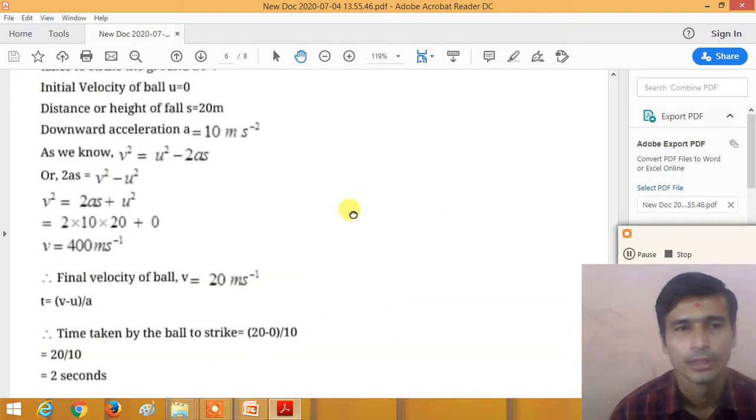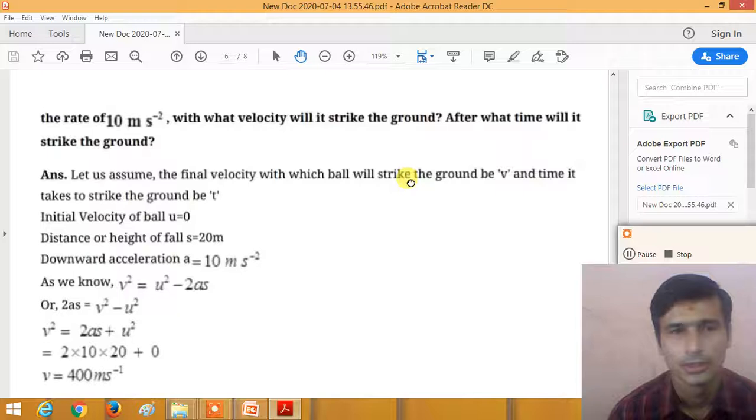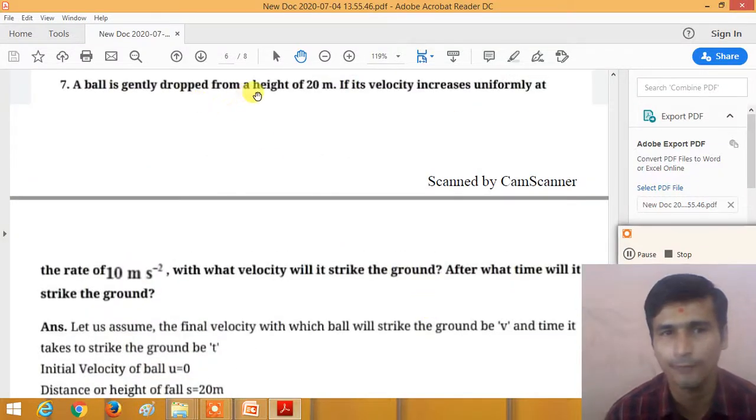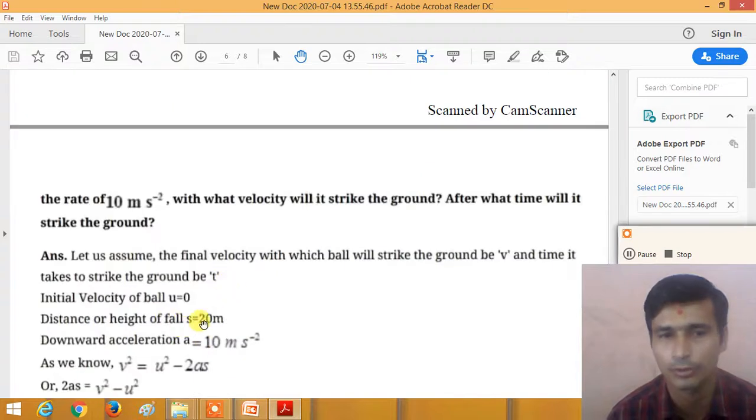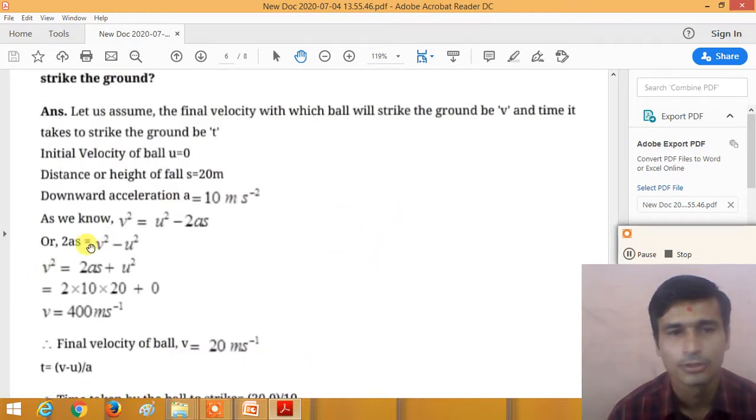So how to calculate this? Let us understand with the example. A ball is dropped from a height of 20 meter. So we take the distance s equal to 20 meter. The initial velocity of the ball u is equal to 0, and the rate of increase of velocity, that is the acceleration, a, is equal to 10 meter per second square. By the formula 2as is equal to v square minus u square, v square is equal to 2as plus u square.